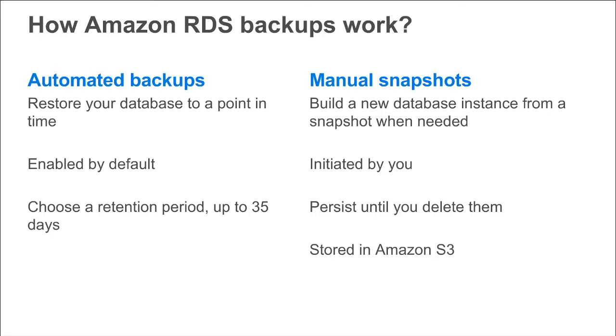With manual snapshot, you can actually initiate your own snapshot based on when you need it. Although it says manual snapshots, it's still a single API call to generate a snapshot of your database, and then you can persist that database snapshot, which will be stored on Amazon S3 until you delete them. So you have the flexibility and choice to choose automated backup or manual snapshot, or actually you can take advantage of both depending on your application requirements.